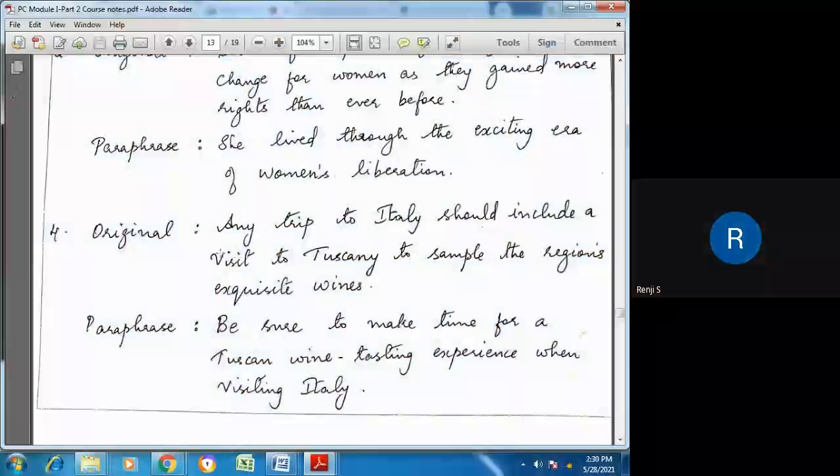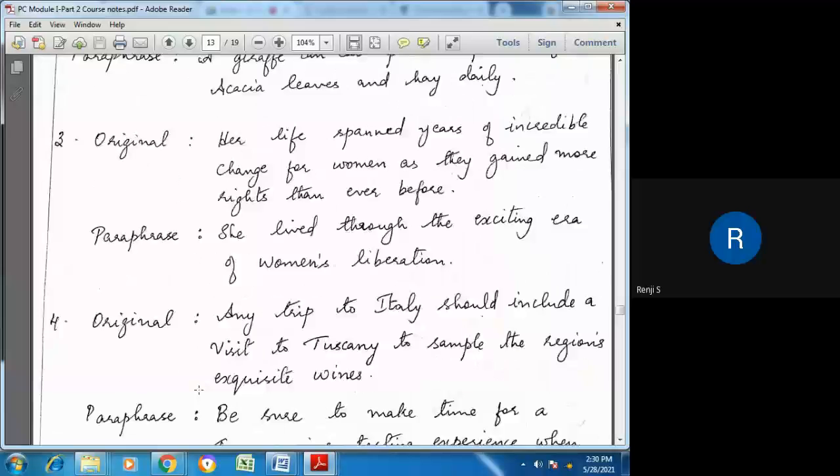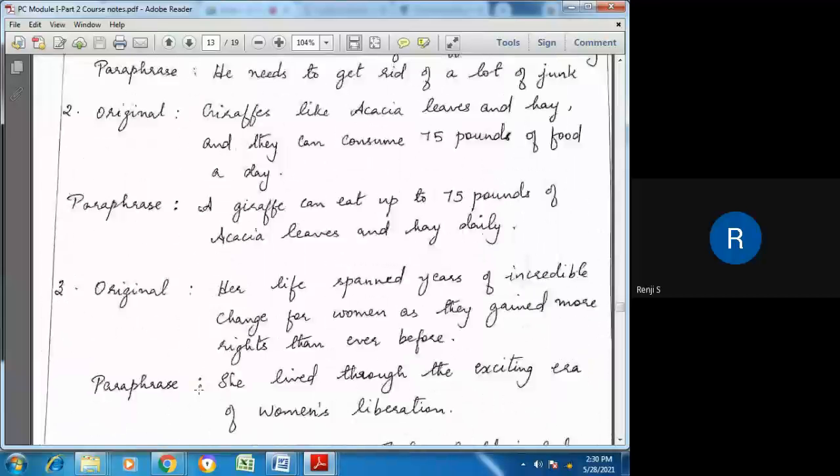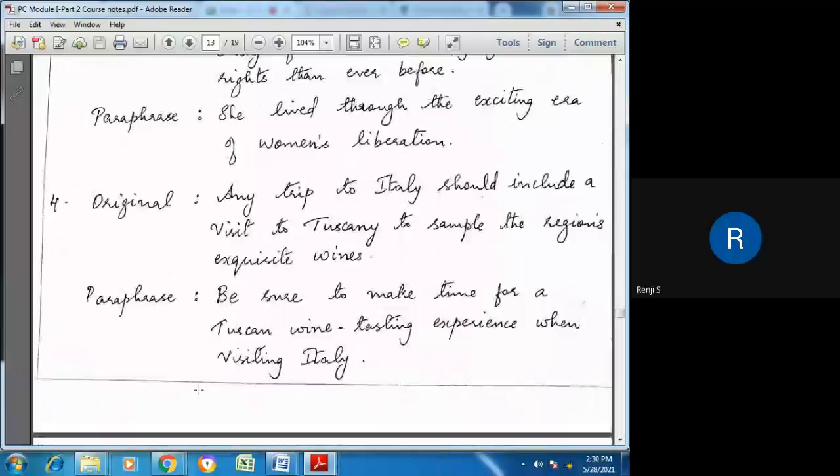This is how we are modifying sentences into another sentence, but without changing the meaning. Is it clear to you? So you will be given a sentence and you will be asked to paraphrase it. You have to write it in another form, but without changing the meaning.